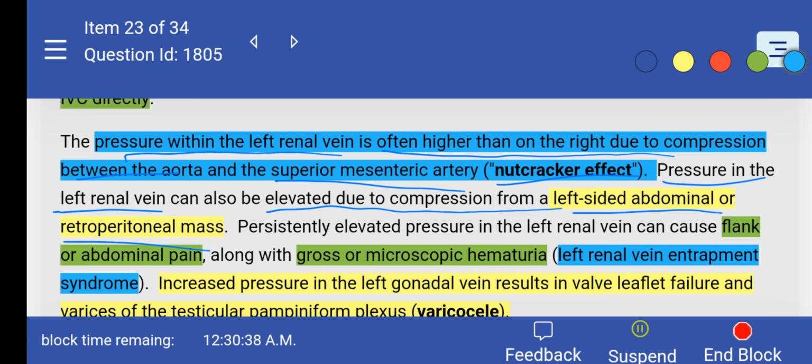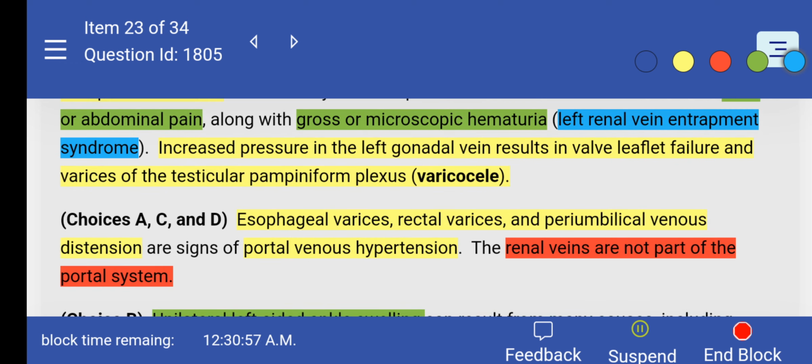Persistently elevated pressure in the left renal vein can cause flank pain or abdominal pain, along with gross or microscopic hematuria. That is called left renal vein entrapment syndrome. Point to be noted. Now, increased pressure in the left gonadal vein results in valve leaflet failure and varices of the testicular pampiniform plexus that would lead to varicocele.